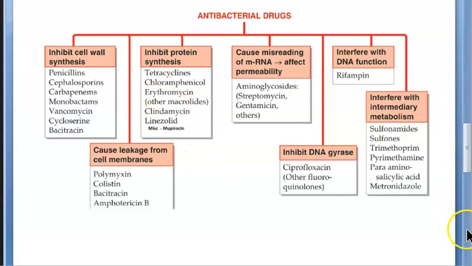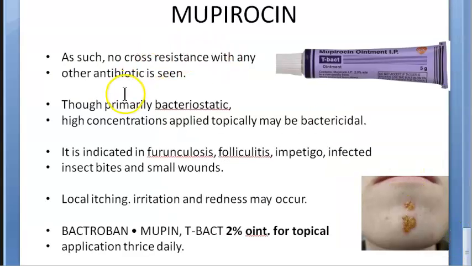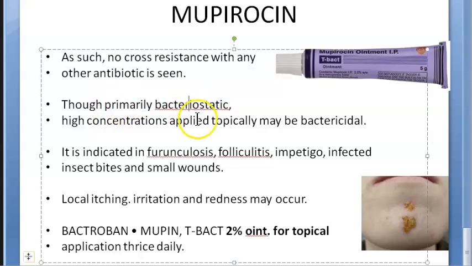Now, what does this contain? T-BACT ointment, MUPIROCIN 2%. So basically, what does it do? It is bacteriostatic. It doesn't kill the bacteria. The bacteria just halt. They cannot proceed, they cannot reproduce. So basically, bacteriostatic, but they're saying if you apply lots, then it can become bactericidal. That means it can kill the bacteria also.